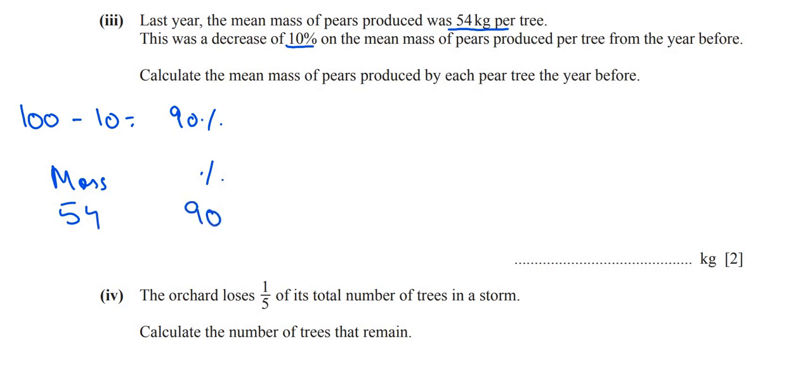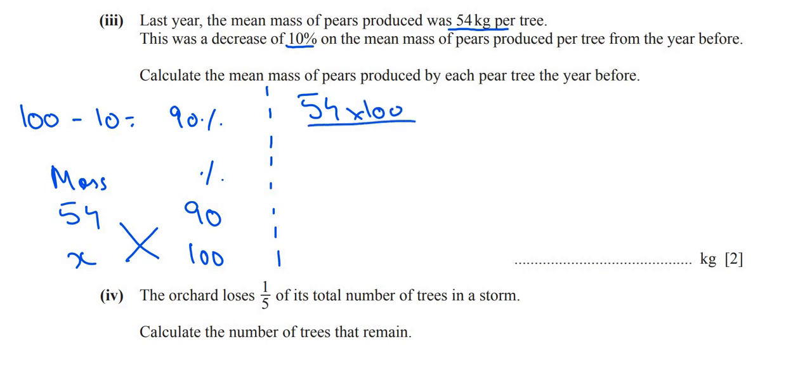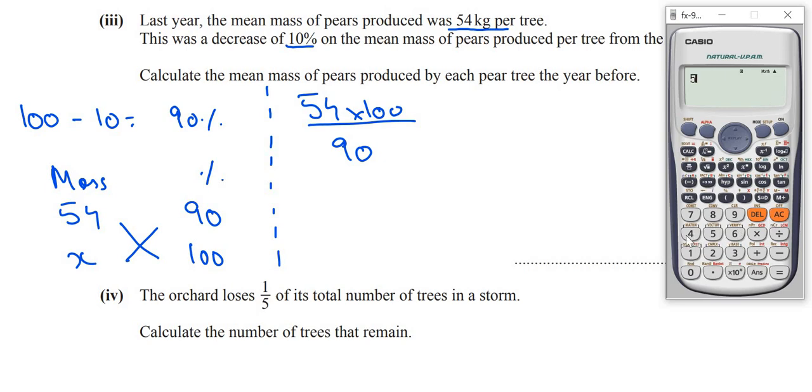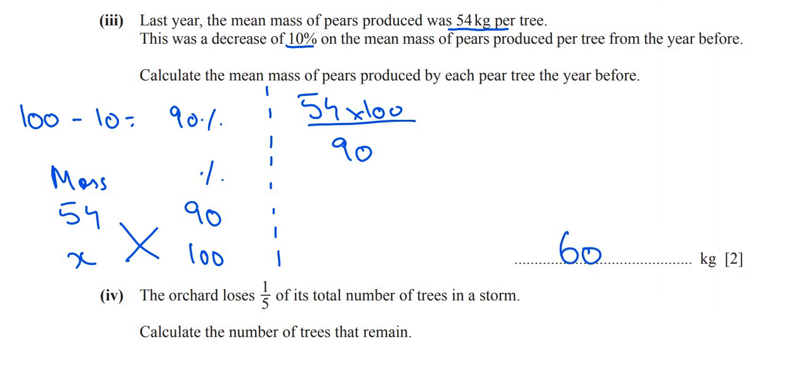So this means that 54 kg represents 90%. Before it decreased, it was 100%. So write X. We will cross multiply now. So 54 multiplied by 100 divided by 90 will give you 60. So the year before it was 60 kg.